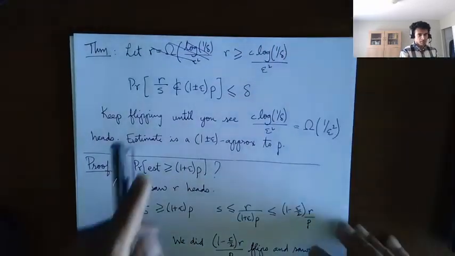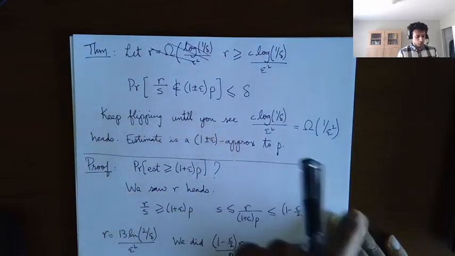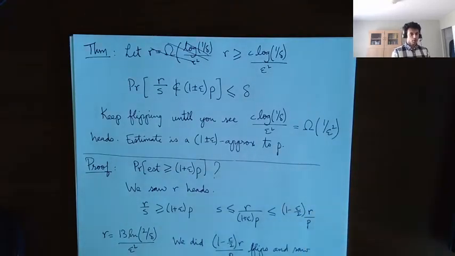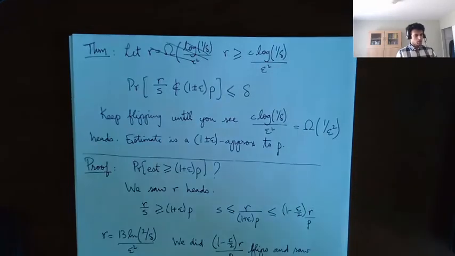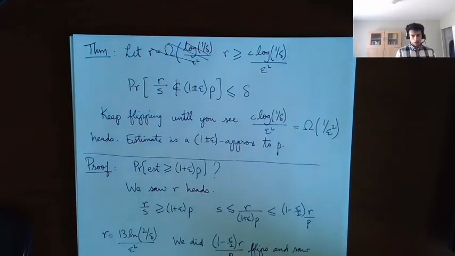So what this says, again, is to go back: you keep flipping until you see 1 over epsilon squared heads. The estimate that you get is a 1 plus or minus epsilon approximation to P. Okay, I'm going to pause here, and I will take questions. And then after that, I will continue with the remainder.